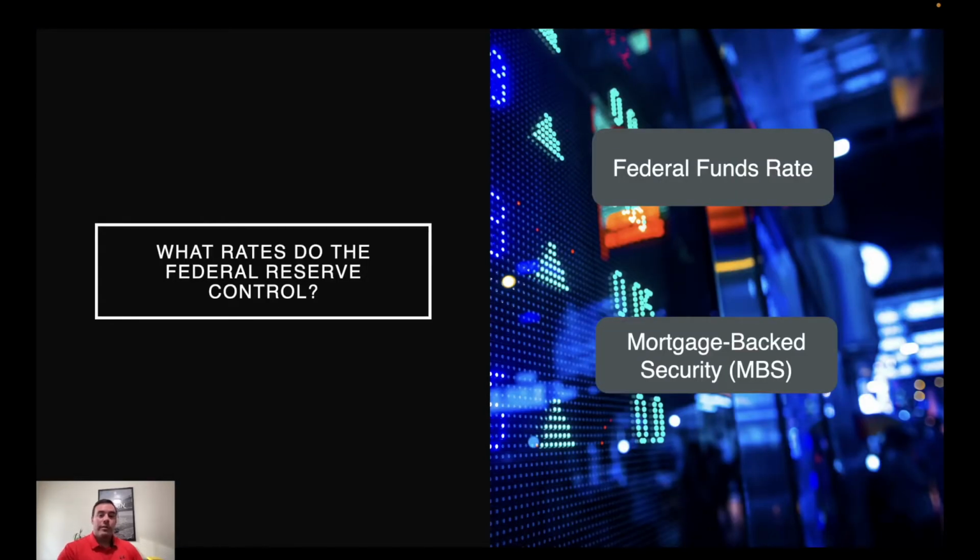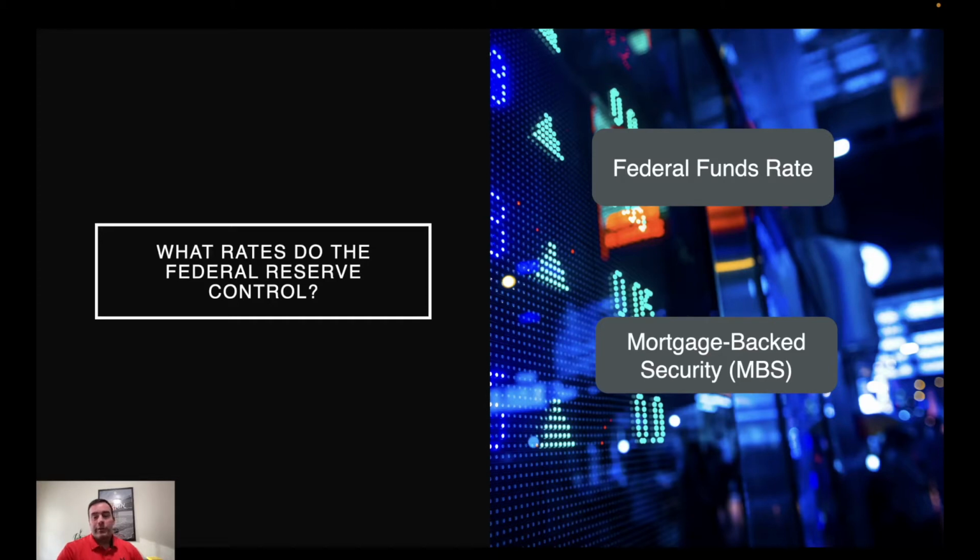So what rates does the Federal Reserve control, and what rates do they not? First and foremost, I just want to say the Federal Reserve does not set mortgage rates. They do not set mortgage rates. And I'll say it again, they do not set mortgage rates. The Federal Reserve sets, or really influences, the markets through two things. In the short term, they control the U.S. economy through the federal funds rate. In the long term, they control the economy through mortgage-backed securities, among other bonds.